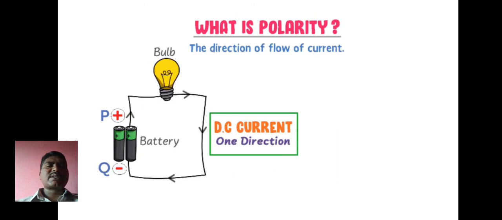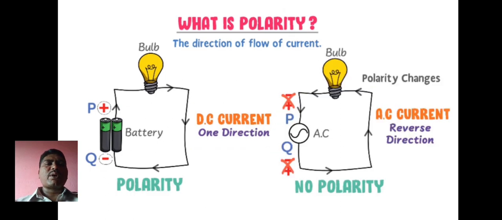Next we will discuss what polarity is. Here we connect this bulb to a battery. A battery normally has two terminals P and Q, that is positive and negative. Here the bulb is connected across the battery, so when the switch is on, the current moves from positive to negative, that is, the current is moving in only one direction. That is called DC current. So the direction of flow of current here is in only one direction.